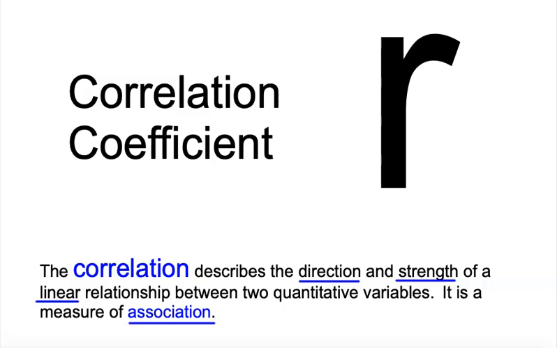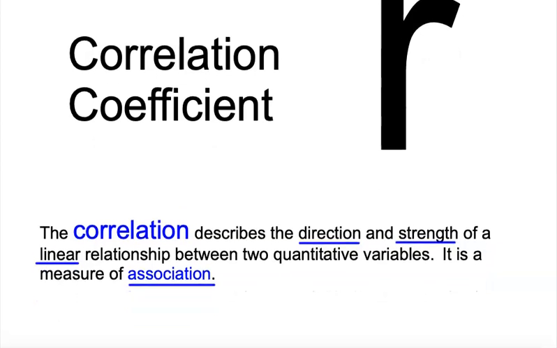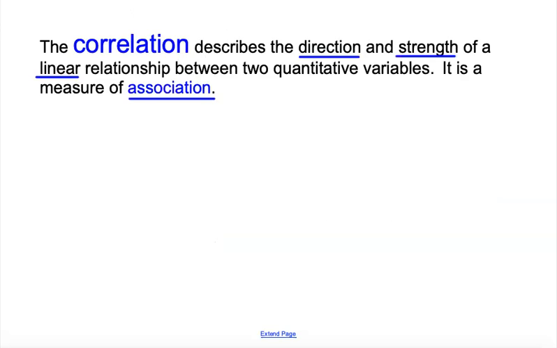All right, correlation coefficient. We use the letter R to describe the correlation coefficient. What the correlation coefficient does is describe the direction that our data is going and how strong of a linear relationship we have between the two quantitative variables. The correlation coefficient is basically a measurement of association. How strongly are these two data points associated with each other?